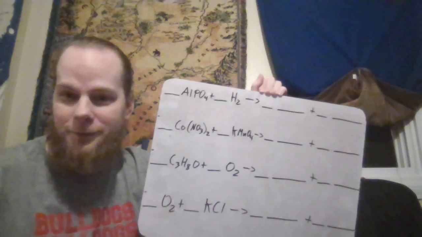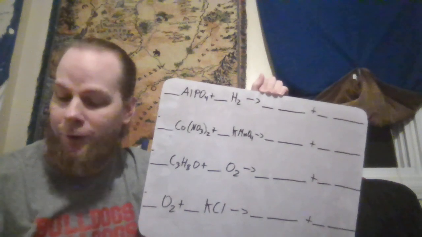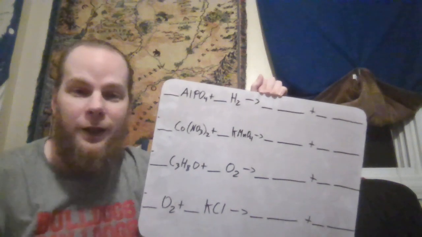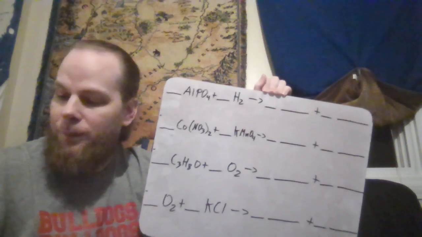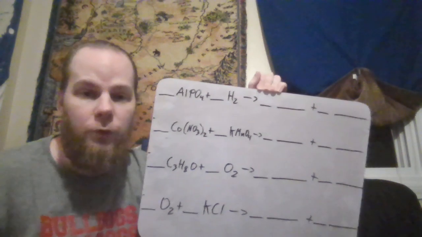Did you find it? Did you figure it out? I'm playing with my markers because I'm trying to open them all one-handed. It's B. B is 2 compounds. So B has to be double replacement.